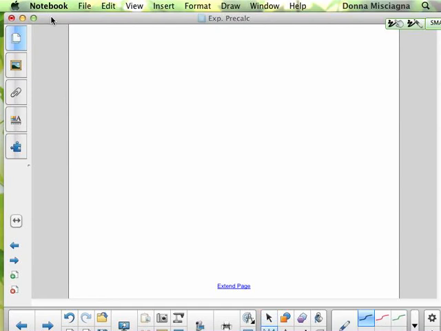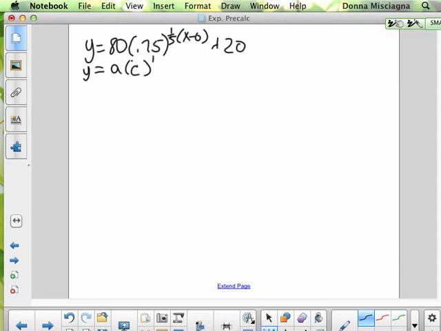All right, so we had A. Let's write our equation again, just so we remember where things were located. y equals 80 times 0.75 to the 1/5 x, and let's put minus 0, just because we do still have to talk about our h. So 1/5 x minus 0 plus 20. And this is y equals a times c to the b times x minus h plus k. So now we can see what everything is.